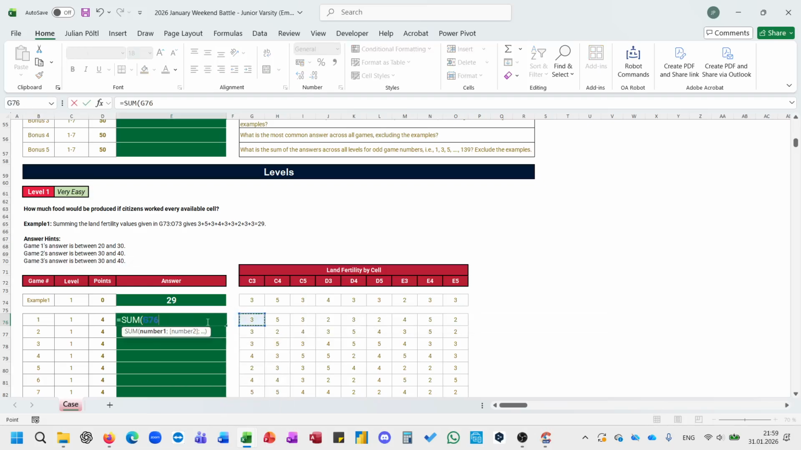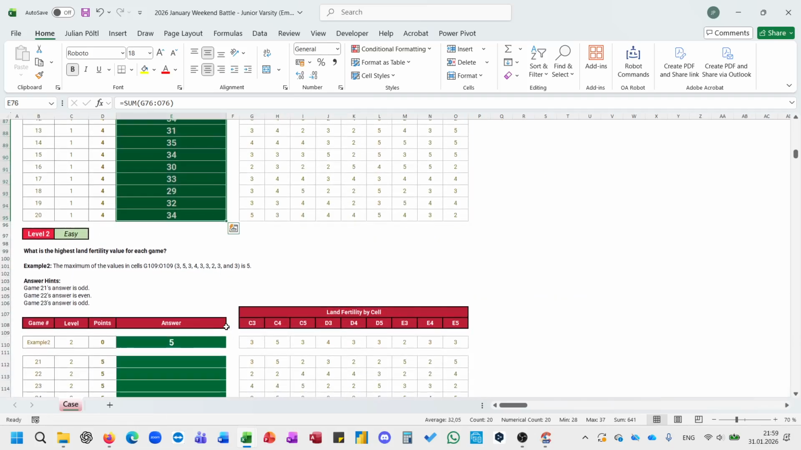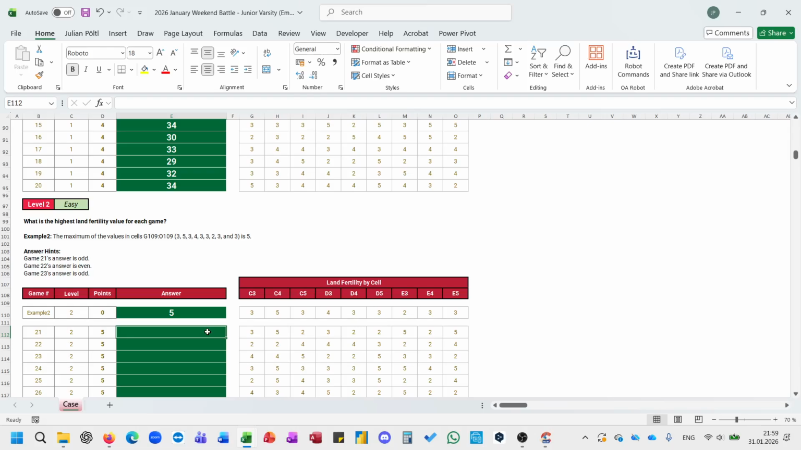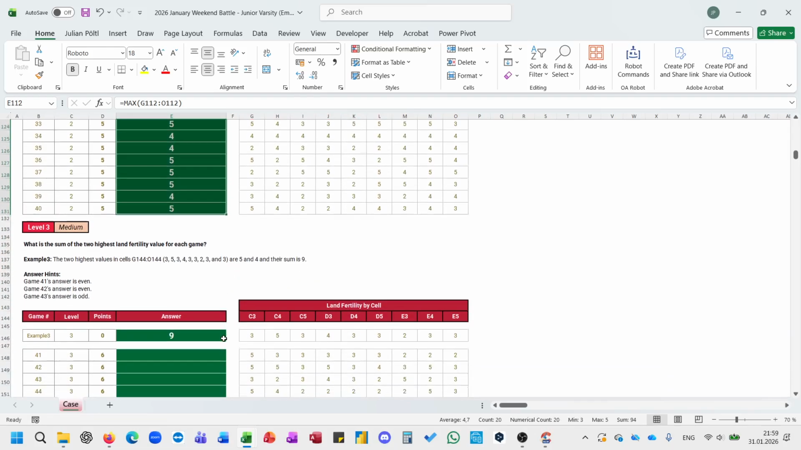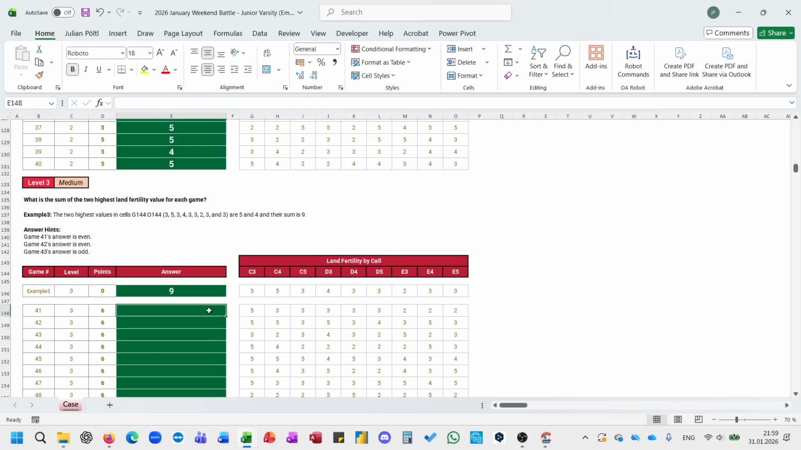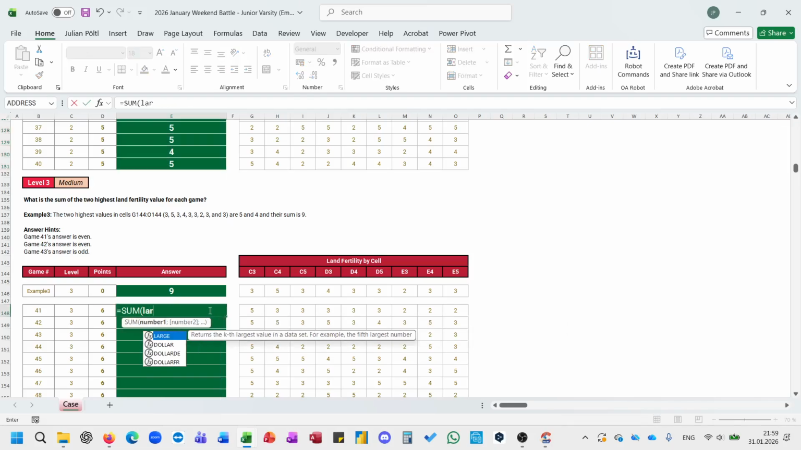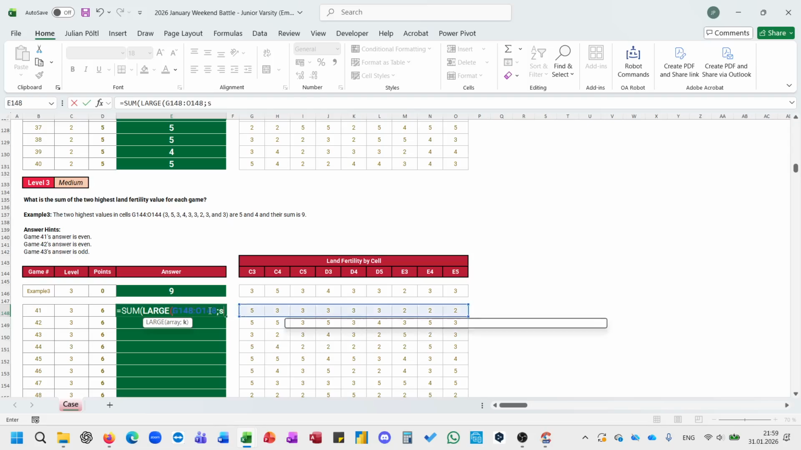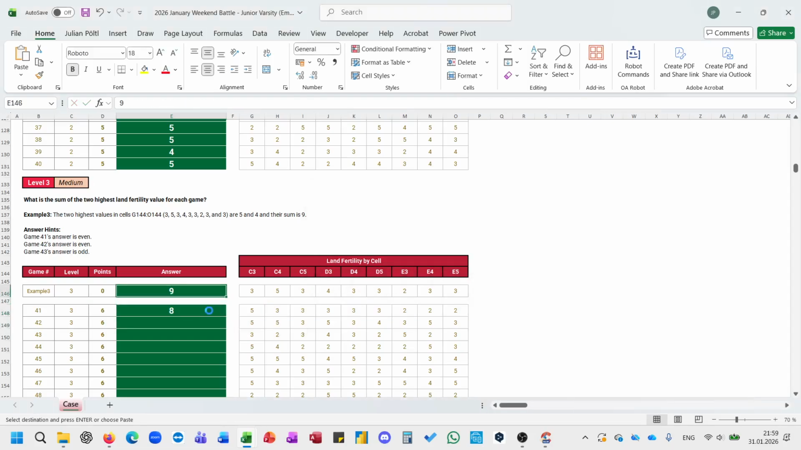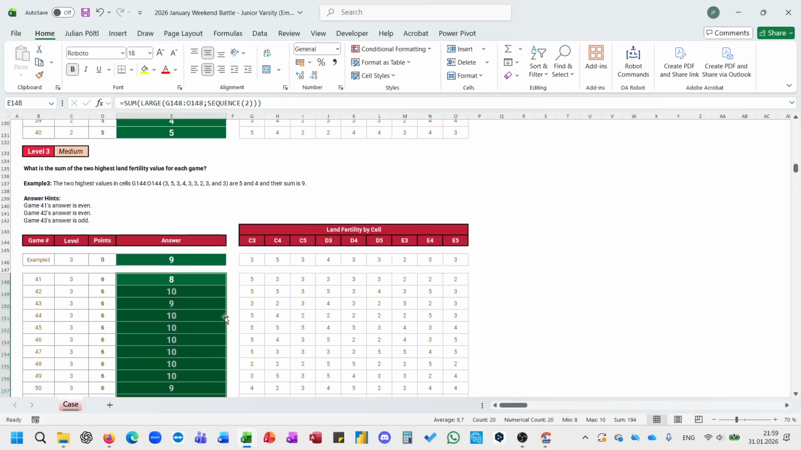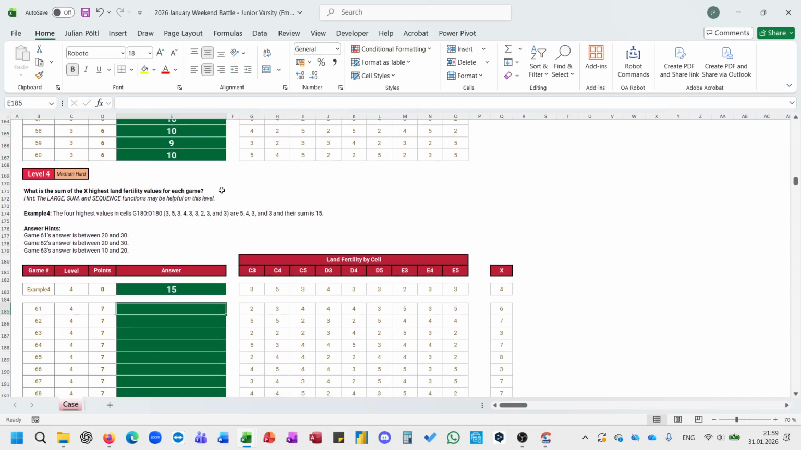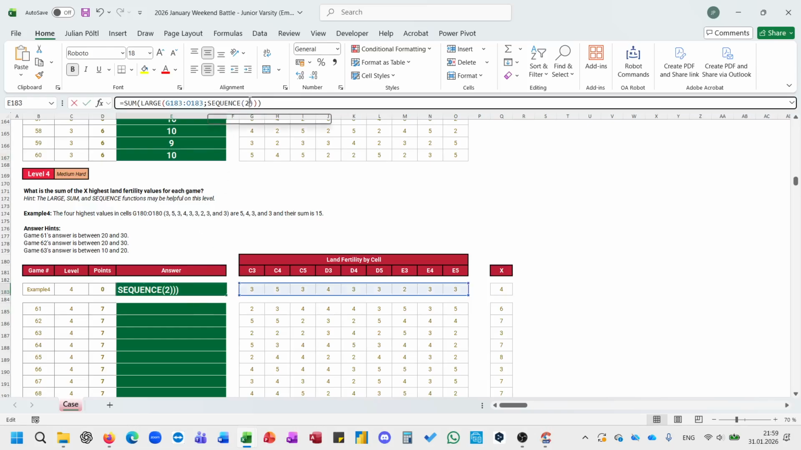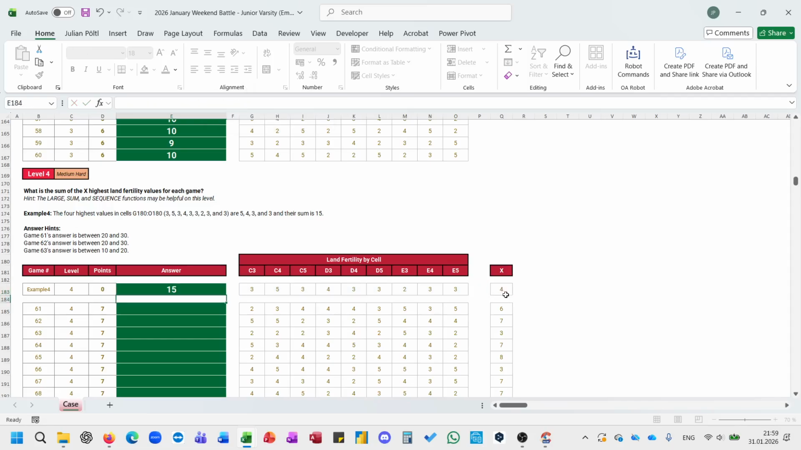So level 1, regular sum. Then max. Then sum of the two highest, so I take SUM, LARGE, and SEQUENCE 2. Then sum of the x highest, so I copy my formula from above, and instead of SEQUENCE 2 I make SEQUENCE x.